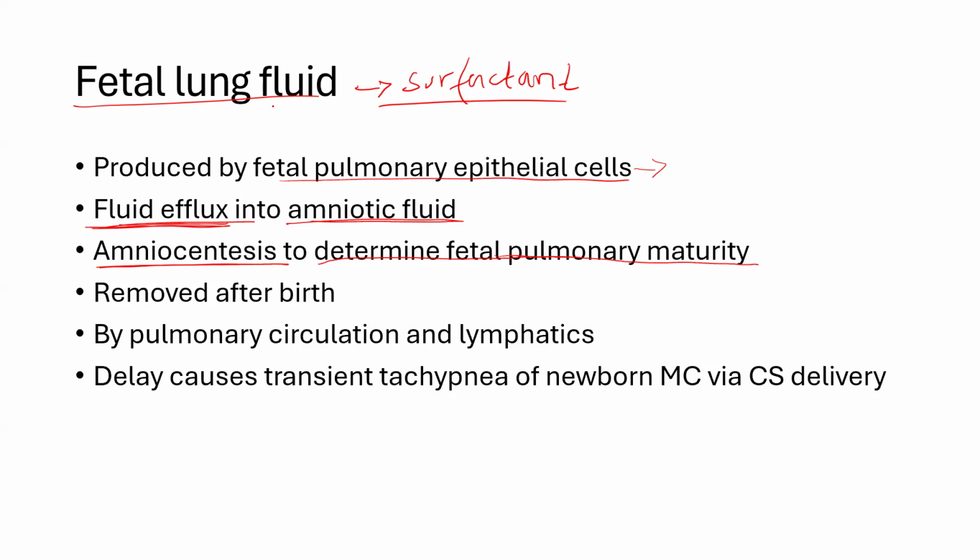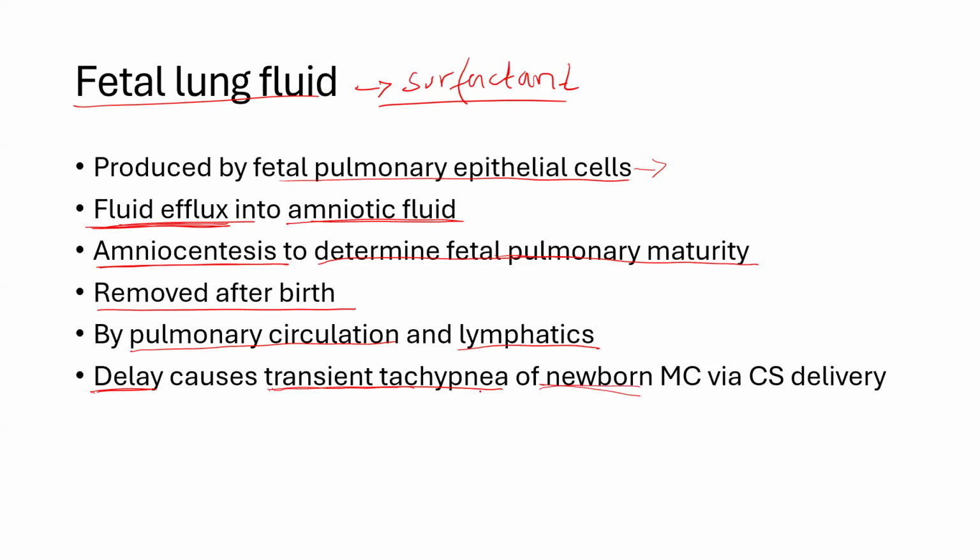It might be even the beginning of the end. So you don't want fluid in the lungs in the adult. So that tells you that it has to be removed after birth. And how is it removed? Most of the fetal lung fluid is actually removed by pulmonary circulation or by lymphatics. But if there is a delay, this might cause what is known as transient tachypnea of the newborn, okay?